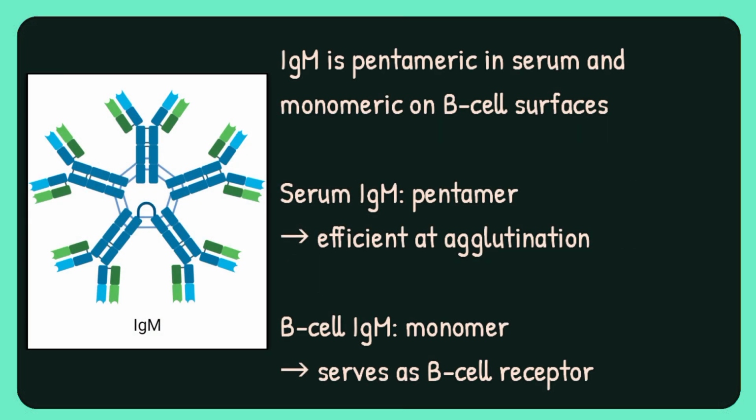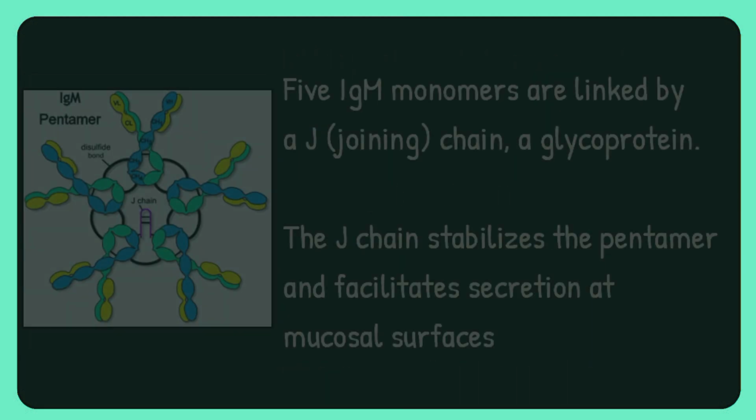IgM has two forms. In the serum, it's a pentamer, making it great at agglutination and activating complement. On the surface of B cells, it's a monomer and acts as a B cell receptor, BCR, to recognize antigens.